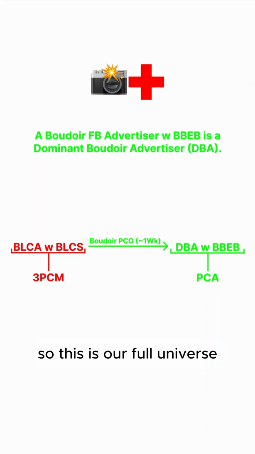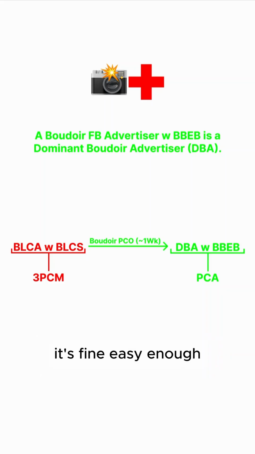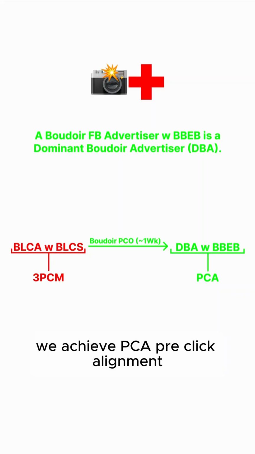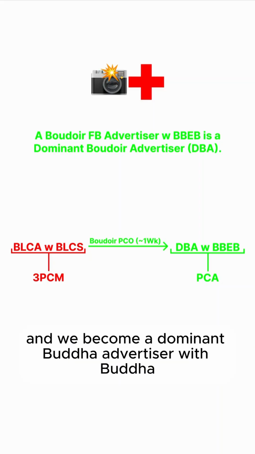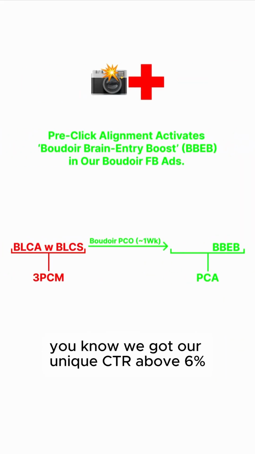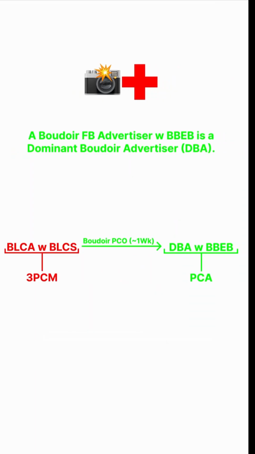So this is our full universe. A BLCA with BLCS is caused by the 3 pre-click mistakes. It's fine, easy enough, treated with Boudoir PCO. Takes about a week. We achieve PCA, pre-click alignment, and we become a dominant Boudoir advertiser with Boudoir brain entry boost. And all that means is we've got our unique CTR above 6%.